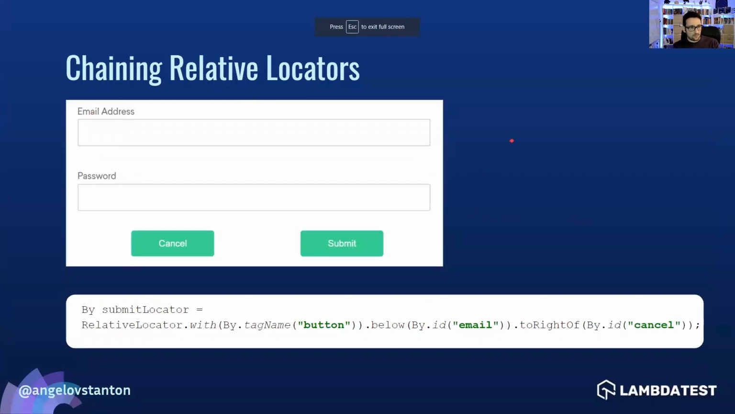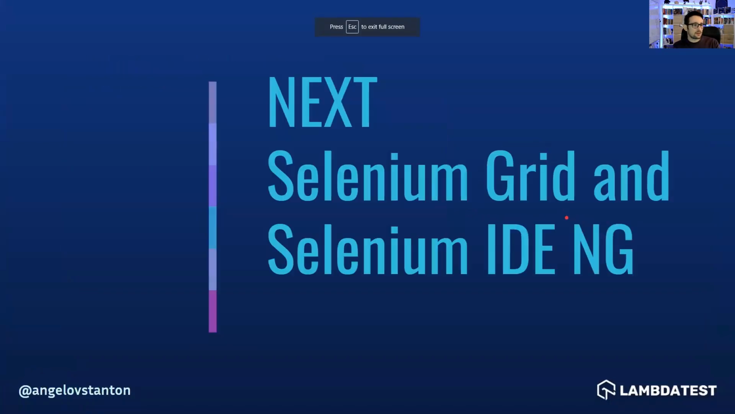I think these were most of the things that I wanted to show you about the relative locators. In our next video, we are going to talk about the new next generation Selenium IDE, part of the Selenium 4 release, and the new rewritten Selenium Grid and all of its options for distributed testing. So stay tuned and wait for the next video.